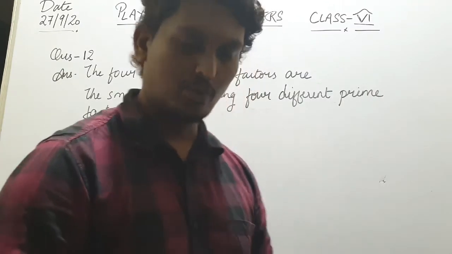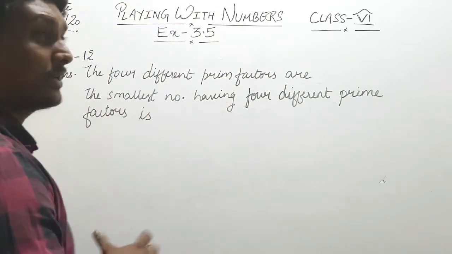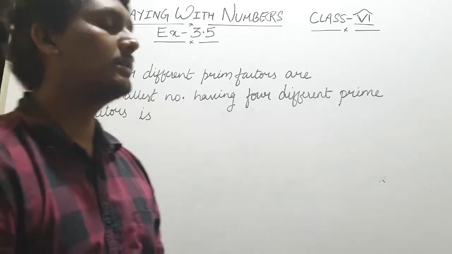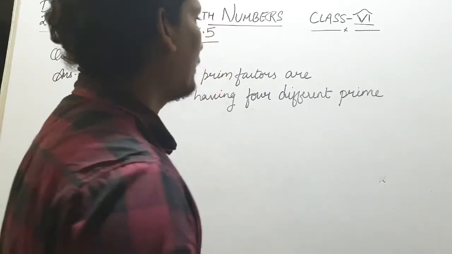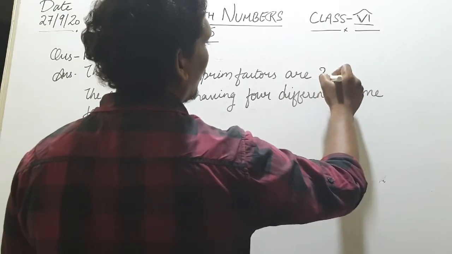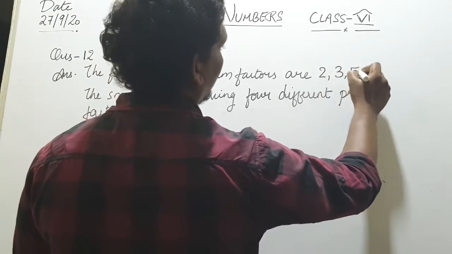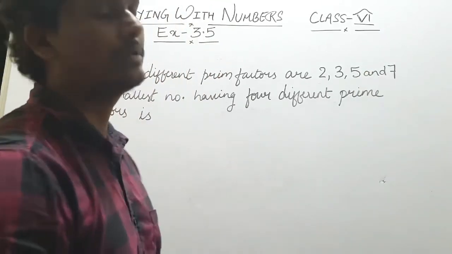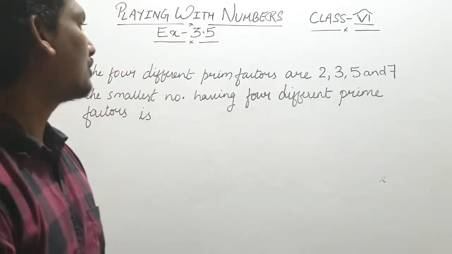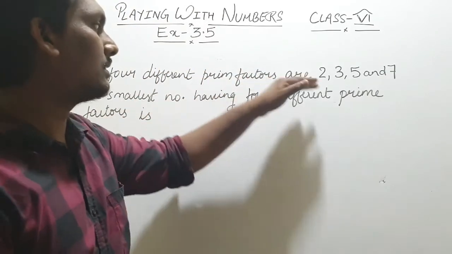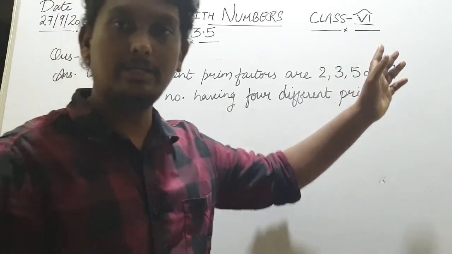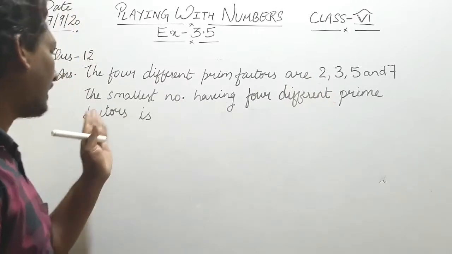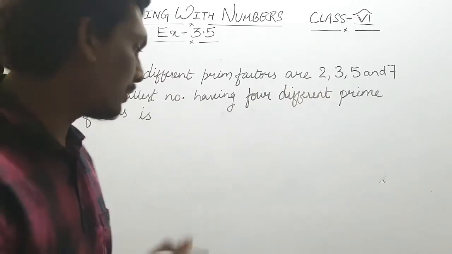Okay, now come to question number 12. So I have not written the question here, I have just written the answer. So the four different prime factors are 2, 3, 5 and 7. Okay. So the question is talking about the four different prime factors. They are 2, 3, 5 and 7. And the smallest number having four different prime factors is, okay, that we are going to find out.